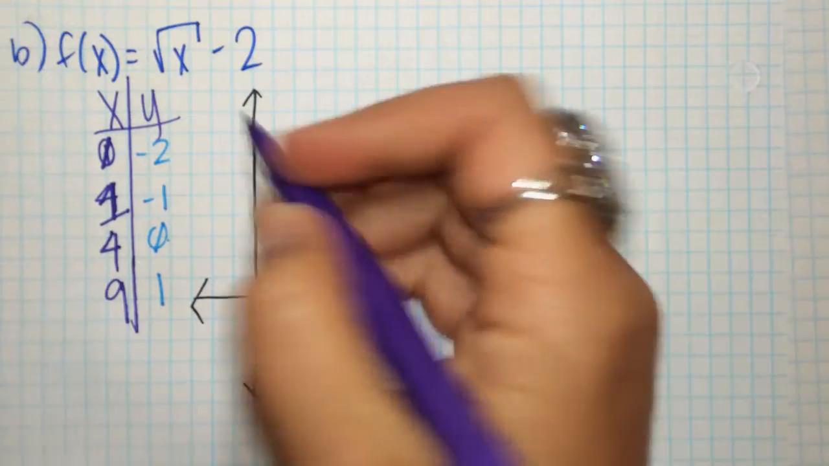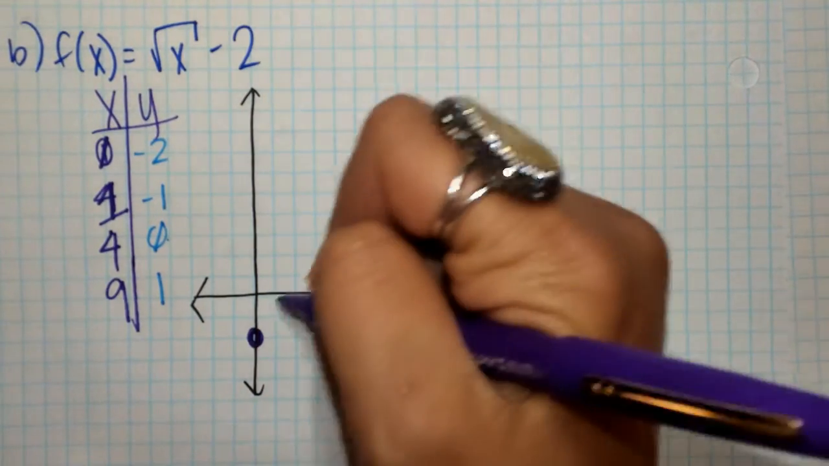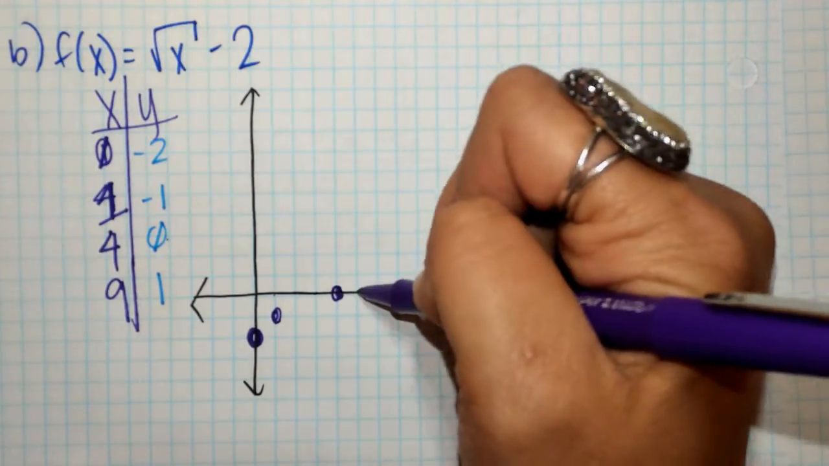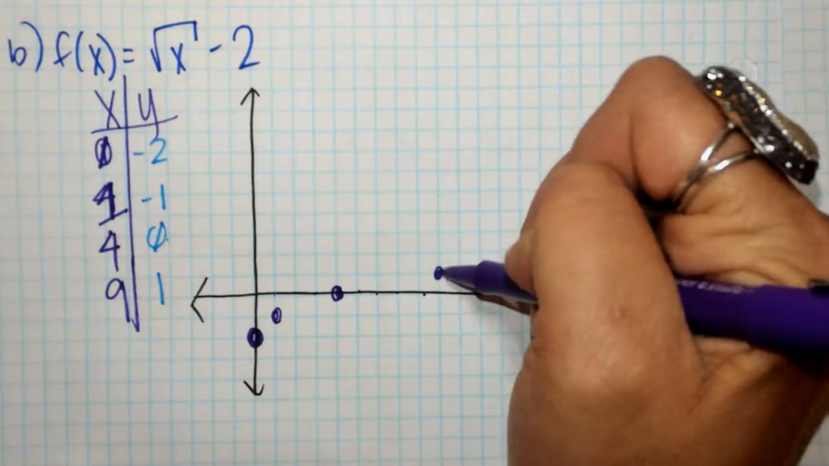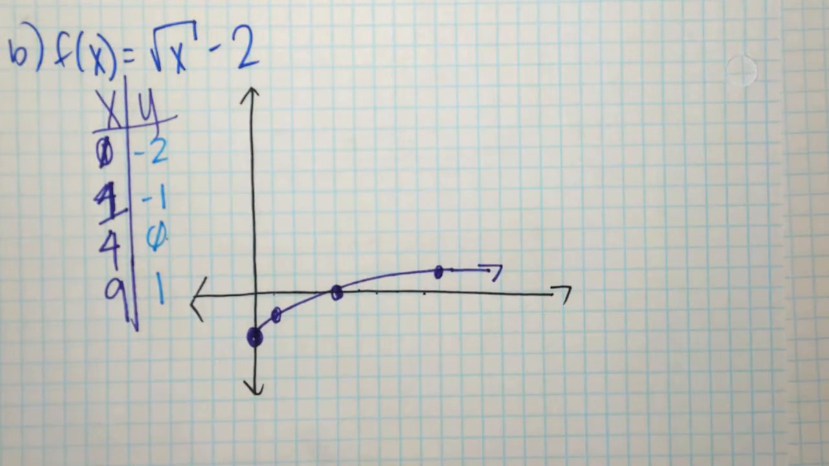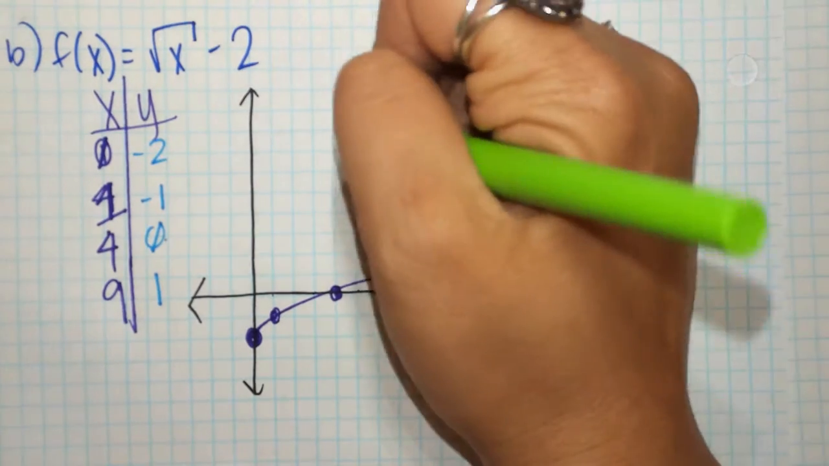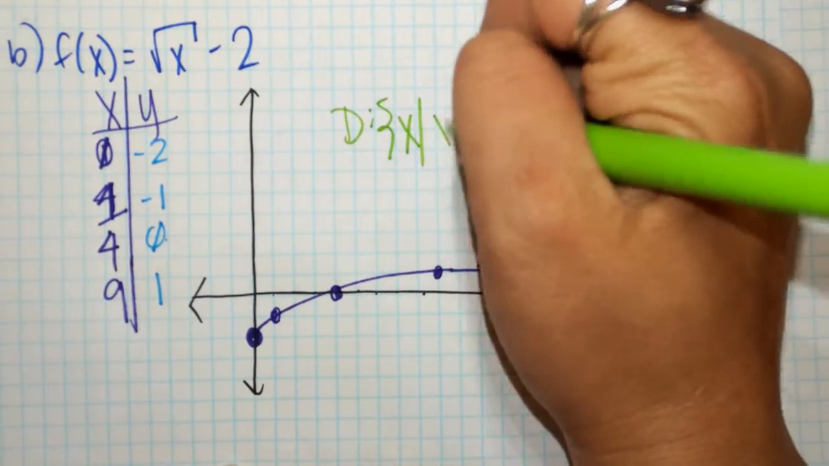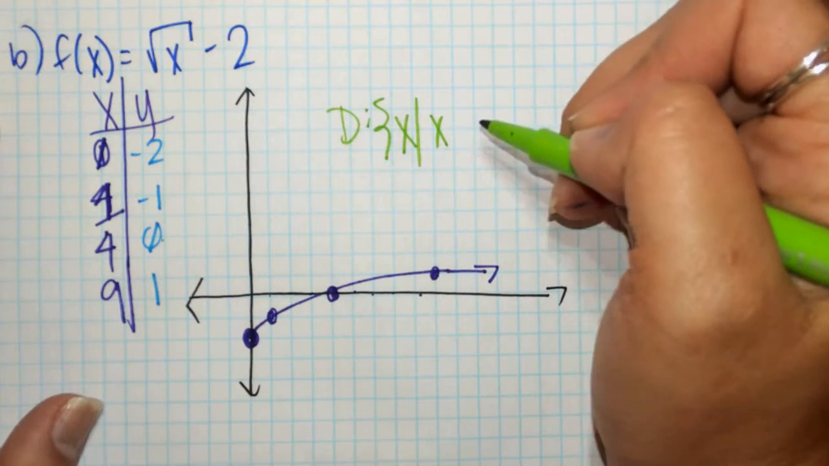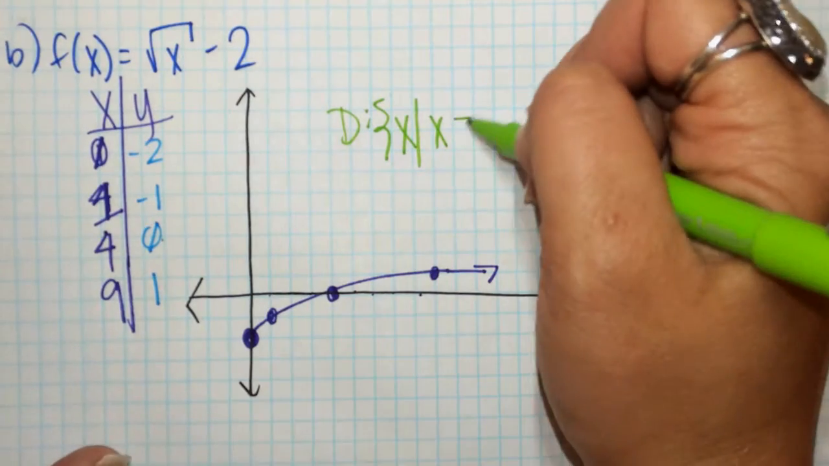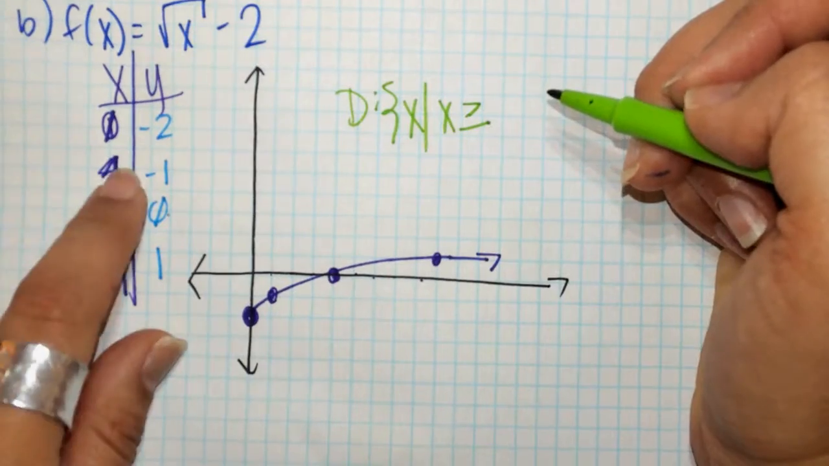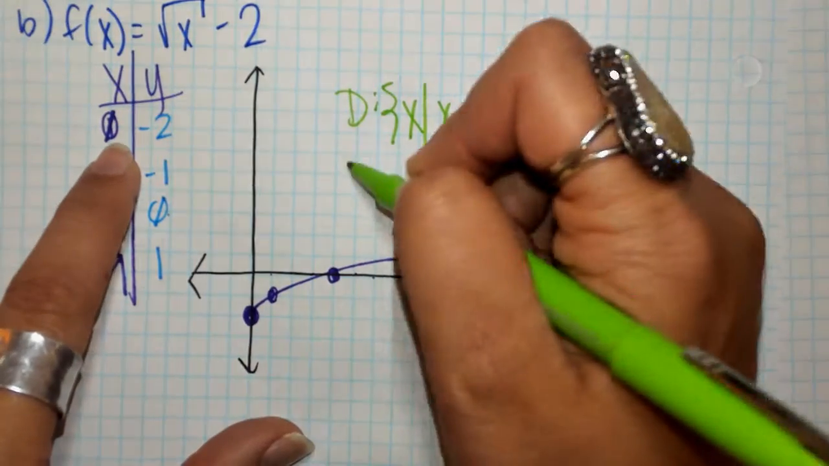Alright, so 0, negative 2 is right here. 1, negative 1. 1, 2, 3, 4, 5, 6, 7, 8, 9. And remember, don't extend past that point. So what's your domain this time? X when x is what? 0. So when it's greater than what? Your x value, guys. 0. Remember, it cannot be negative. It's not a trick question.